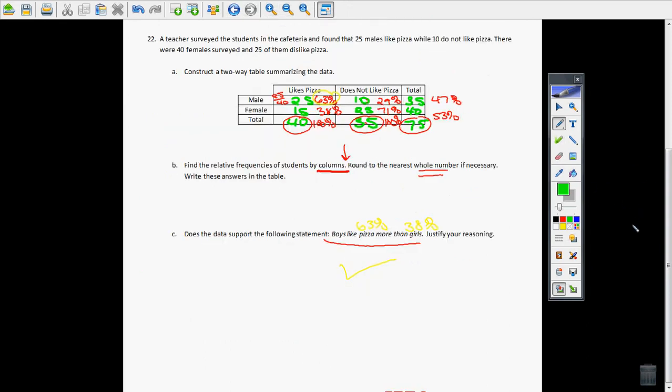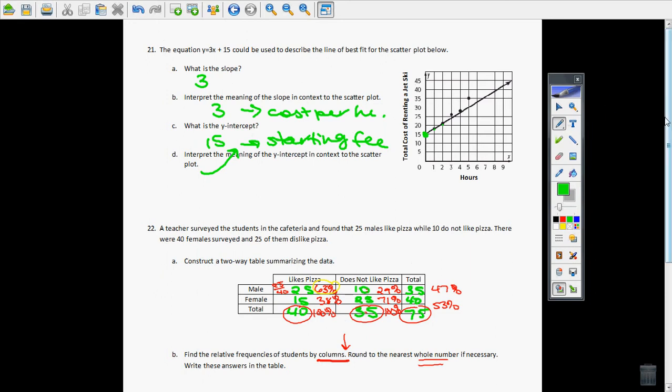All right, on the back page, the equation y equals 3x plus 15 could be used to describe the line of best fit for this scatter plot. So the slope is 3, and the y-intercept is 15. Now, just looking over here at this graph, if this shows number of hours and the cost of renting a jet ski, this 15, which is your y-intercept, that's your starting fee for renting a jet ski. So if you go in, say you want to rent a jet ski, you have to pay them $15. Then you have to pay $3 for every hour that you rent the jet ski. That's what the slope of 3 means. It's going up $3 every hour, $3 every hour, $3 every hour. That's a cheap jet ski to rent.